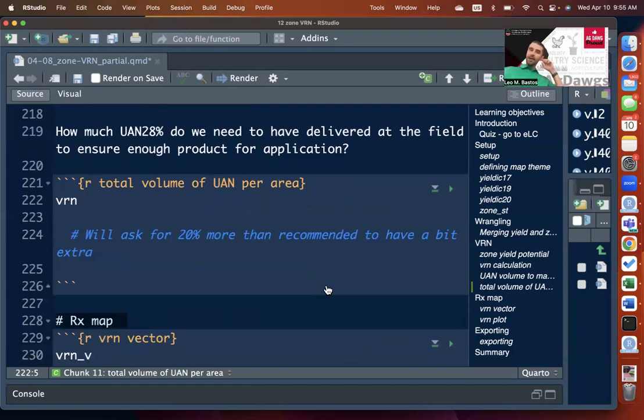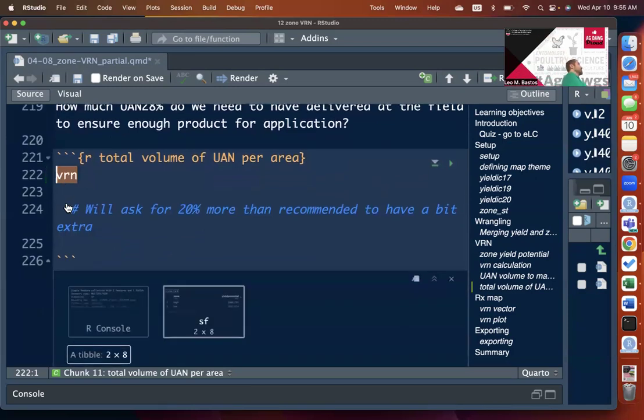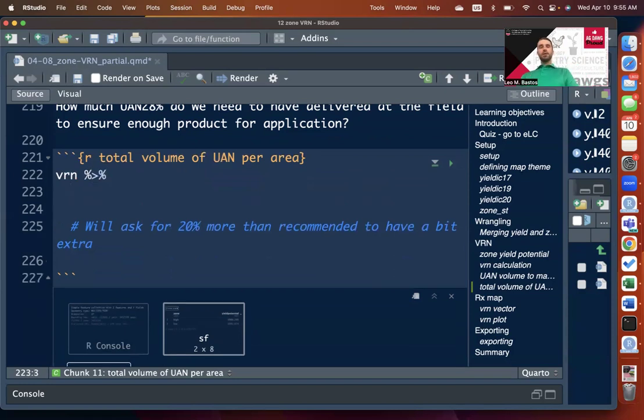So we're starting off with the object VRN. We're not assigning anything to it, so we're not creating any new objects. I just want to use it to do some calculations. So we can give it a pipe. And the first thing that we need to do here is calculate the area of these zones.